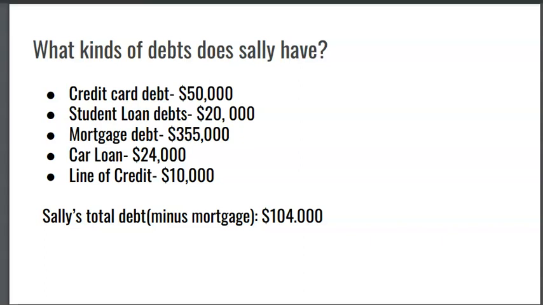Credit cards, what kind of debt does she have? She has credit card debt, maybe $50,000. Student loan debts, $20,000. Mortgage debt, she has car loan debt, line of credit, and she has some total debts minus her mortgage debt, because the mortgage debt is amortized over a longer period. So she wants to focus on the high interest debts, which amount to $104,000. So she's named all her debt, she's put it out there, and this is again creating those branches that are going to trickle out from that main theme of debt reduction.